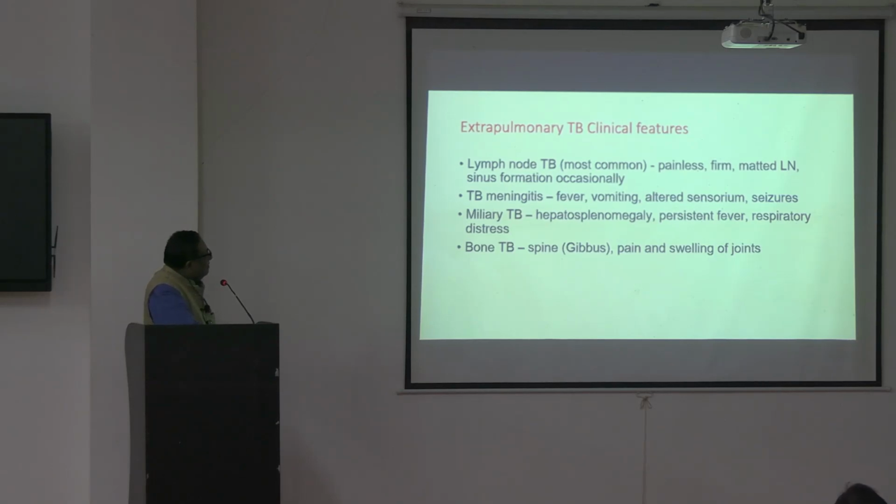Extra-pulmonary TB clinical features. Pulmonary TB will have cough, fever, weight loss; these histories we will get. Even sometimes we get a history of hemoptysis also. But extra-pulmonary TB can affect how? Before going into this, I think this is covered, how TB spreads in the body.